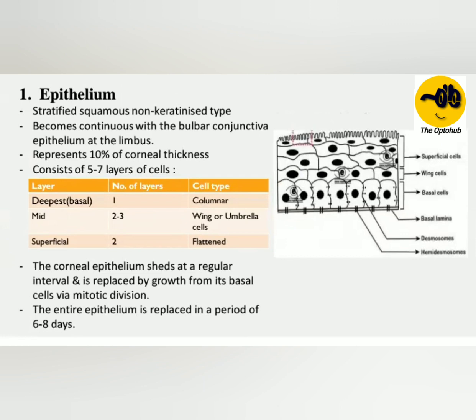The corneal epithelium sheds at regular intervals and is replaced by growth from its basal cells via mitotic division. The entire epithelium is replaced in a period of 6 to 8 days. What this means is that when the corneal epithelium is removed or shed off, the basal layer, which consists of the basal columnar cells, undergoes mitotic division, and the new cells produced through the division migrate and move up to the epithelium.